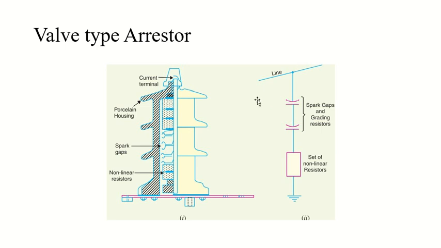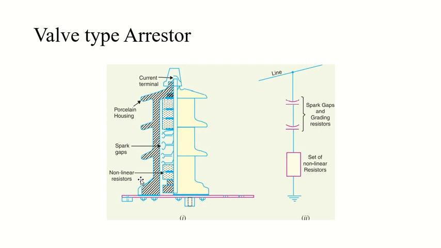So now let's see the valve type arrestor. See this figure on the left hand side. It is showing various parts of a valve type arrestor. Basically, it consists of two assemblies. The first one is the series spark gaps. You can see spark gaps here, the series spark gap. And the second one consists of non-linear resistor discs, which are normally made of metrosil or thyrite, and they are connected in series. So we can see these non-linear resistor discs here as well.